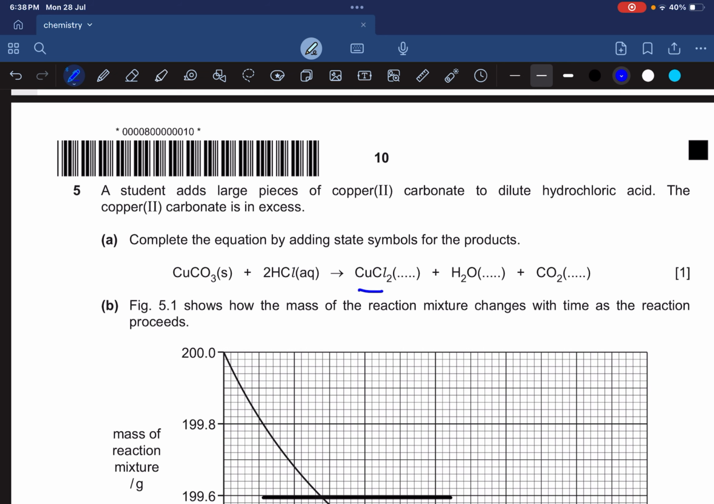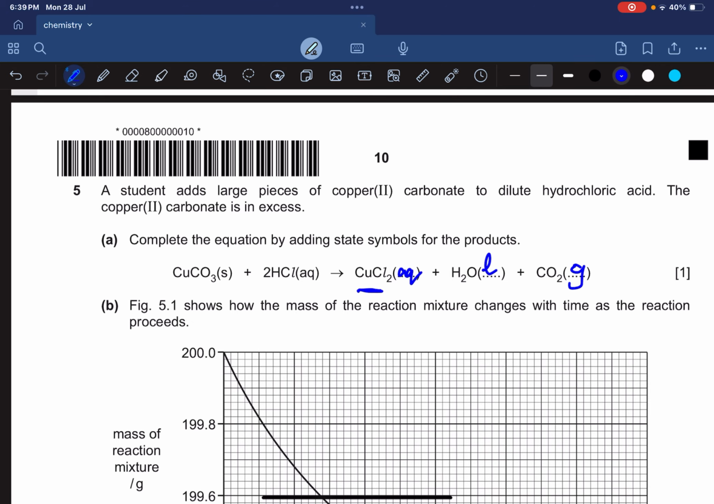CuCl2. All chlorides are soluble except lead and silver. Only lead and silver in our syllabus. And so copper chloride is going to be soluble, so (aq). H2O is a liquid and CO2 is a gas.